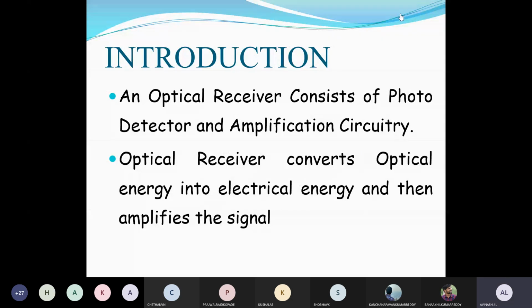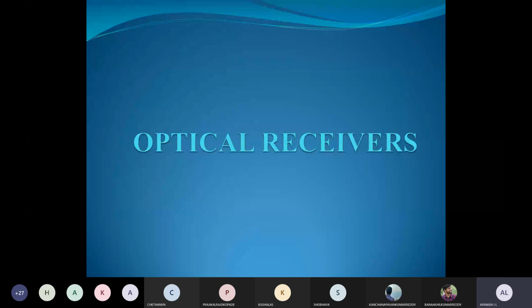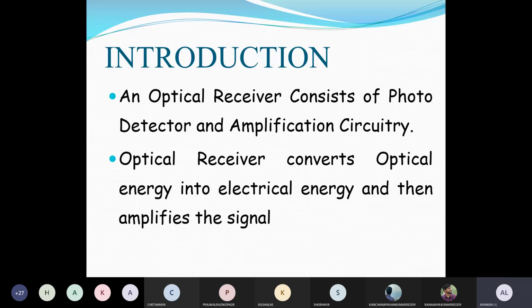Today we shall discuss optical receivers. Take the heading optical receivers. Once you take the heading, you can see that an optical receiver consists of a photodetector and amplifier circuitry. The optical receiver converts optical energy into electrical energy and then amplifies the signal.